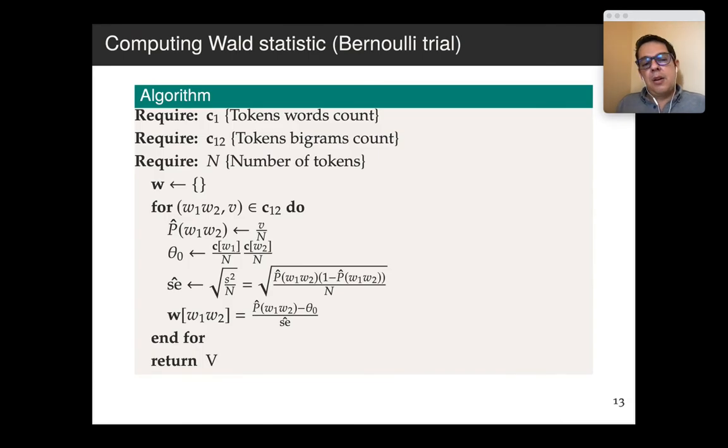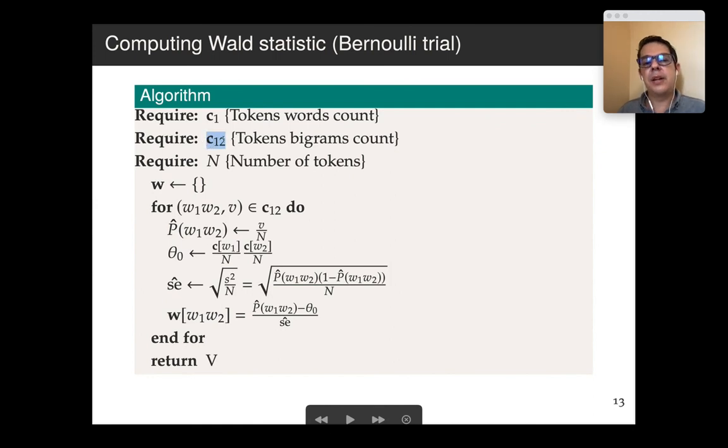Now how can we do that? Now we have all the elements. We only need to code them into a program to compute the Wald statistic for all the bigrams that we have in a corpus, and this can be easily done. Imagine that we have all the tokens in this vector, and also C1 is a dictionary that has the words or tokens, and the number of times we have seen those words in the corpus. And we also count the number of bigrams.